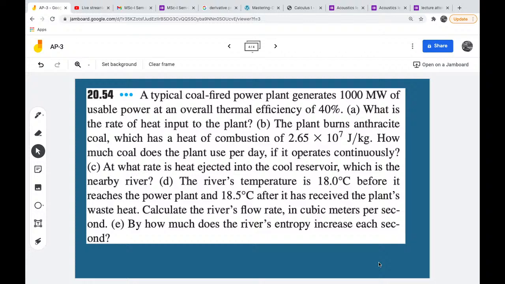At what rate is heat ejected into the cool reservoir, which is the nearby river? The river's temperature is 18 degrees Celsius before it reaches the plant and 18.5 degrees Celsius after it has received the plant's waste heat. Calculate the river's flow rate in cubic meter per second. By how much does the river entropy increase each second? So that is our problem.